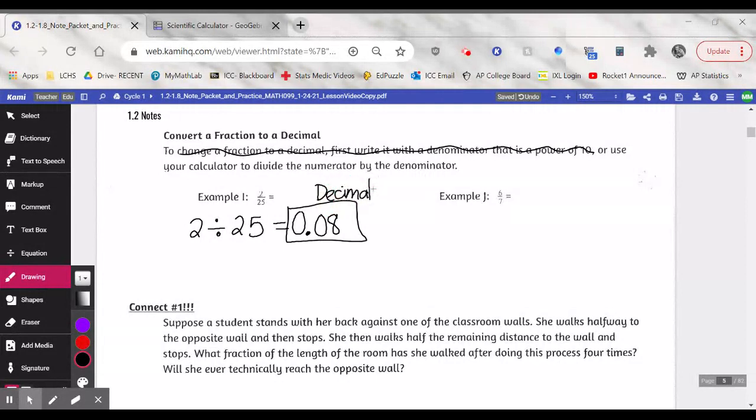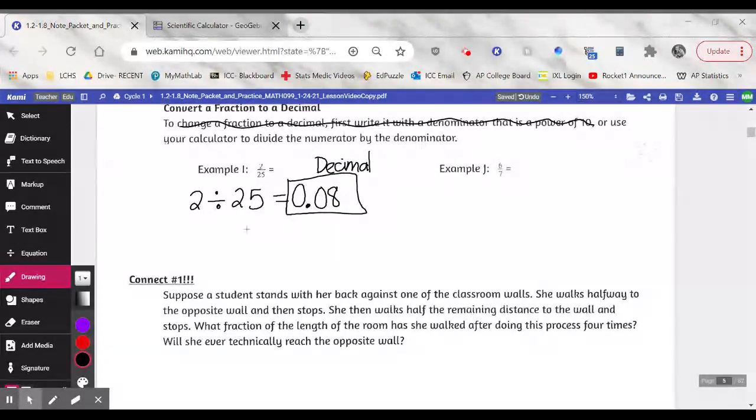Let's go ahead and also write it as a percent, just to get practice with that as well, because we're going to use that a lot in the class. So if you want to change it to a percent, just multiply by 100, or you can move the decimal 2 places to the right. So 0.08 times 100, you get 8%.